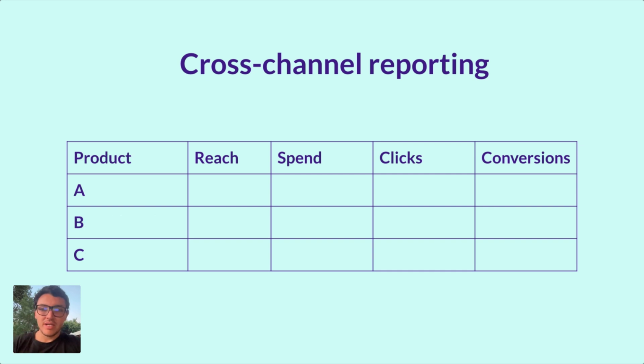Another example of cross-channel reports is you have multiple products, and this is very common. So you want to know how all your products are doing across all your channels. And if you have physical stores or retail stores, you want to know how your marketing is doing across all your stores, but combining all the data of your data sources.